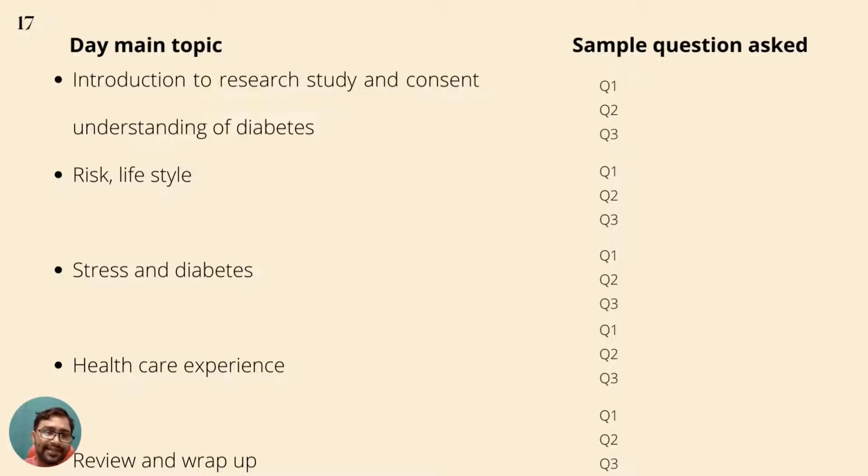So if you fix the topic as diabetes, first is your introduction. The main topic points are: introduction to the research study and consent, understanding of diabetes, risks and lifestyles, stress and diabetes, healthcare experience and a review of the workup. That is the main point of the main topics, and soft questions will be arranged under each main topic, question 1, 2, 3, 4, up to perhaps 100 questions, that is up to you, that is planning and designing.